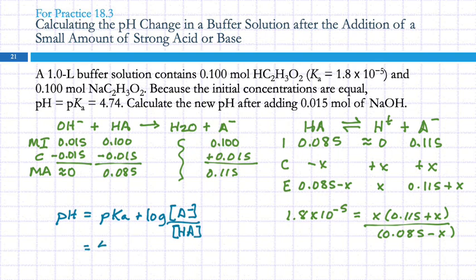We could also most likely use the Henderson-Hasselbalch equation. So the A minus is 0.115, and the HA is 0.085.